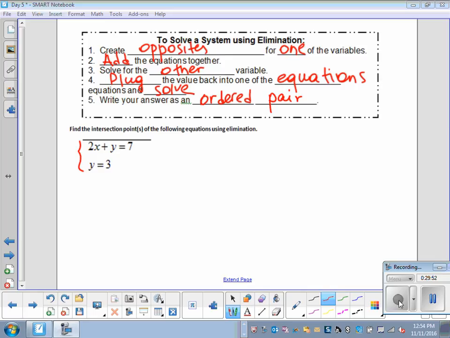I can multiply or divide by -1, right? So I can multiply this by -1 and this by -1. And then my whole system will look different. Well, not very different, but instead of y, I have -y, and instead of 3, I have -3. So that was my first step: make sure that I have opposites for one of the variables in the two equations.